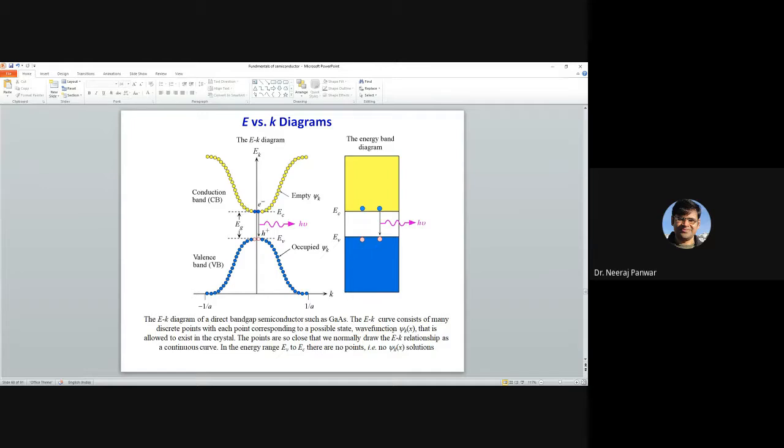Now, what is shown here, all these blue circles, they represent the electrons in the covalent bonds. Their wave function is represented by psi k x, where k is the corresponding wave vector, and in this region, because it is a forbidden region, no allowed solution exists corresponding to psi k x in this forbidden region.